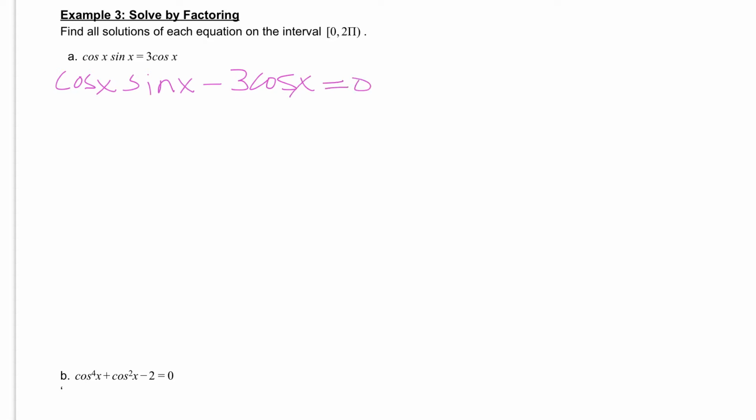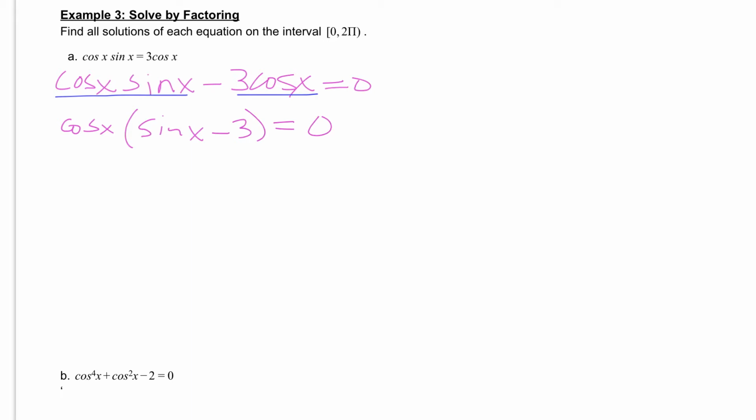Remember, you can't factor anything unless it's set equal to 0. And since this has a cosine x and this has a cosine x, I can now factor a cosine x out. Remember, this is one term and this is another. They are not like terms. I can't combine them because this has a sine attached to it and this one does not. So if I factor out a cosine x, in my first term I'm left with the sine of x, and in my second term I'm left with a minus 3. And this is equal to 0.